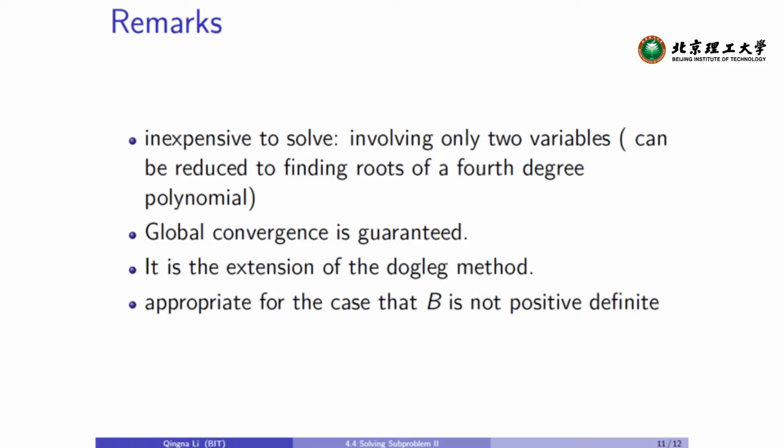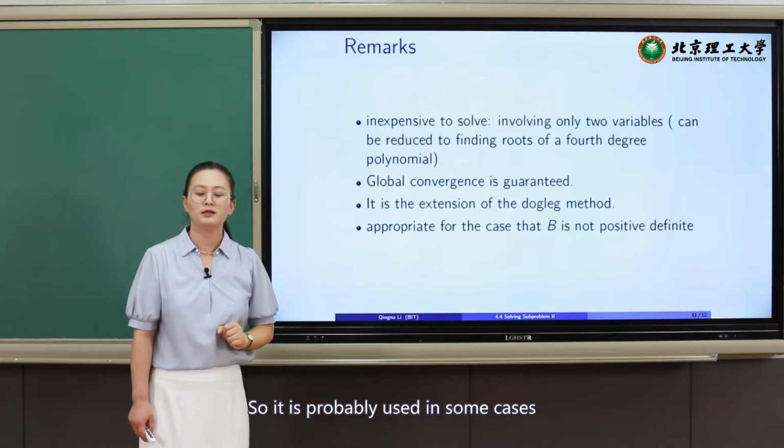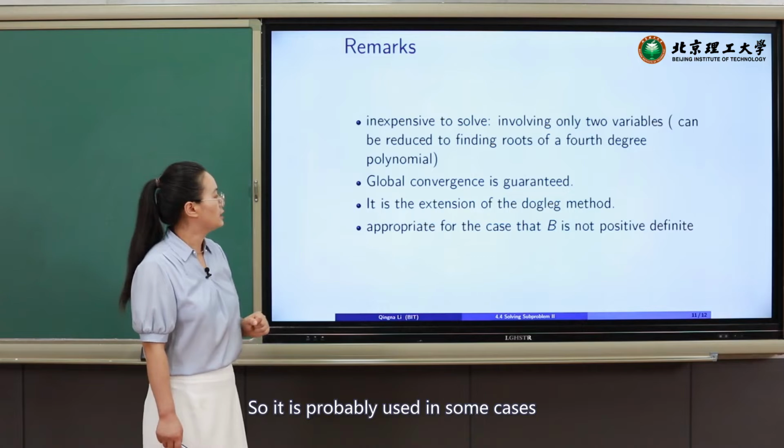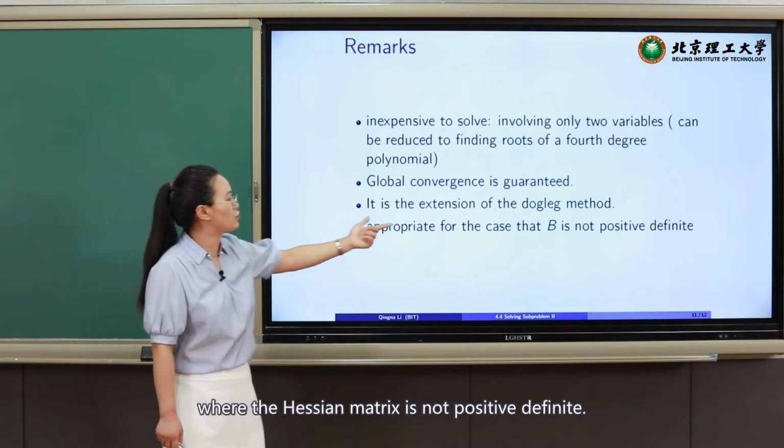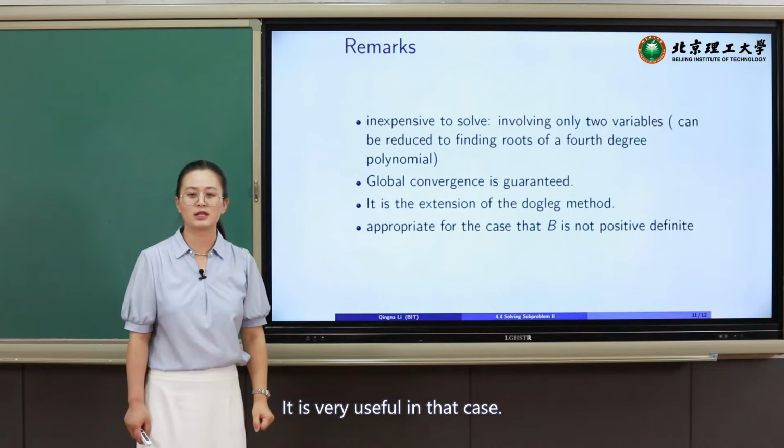A very special feature of this two-dimensional subspace minimization is that it is particularly applicable to the case where B is not positive definite. So it is probably used in cases where the Hessian matrix is not positive definite. It is very useful in that case.